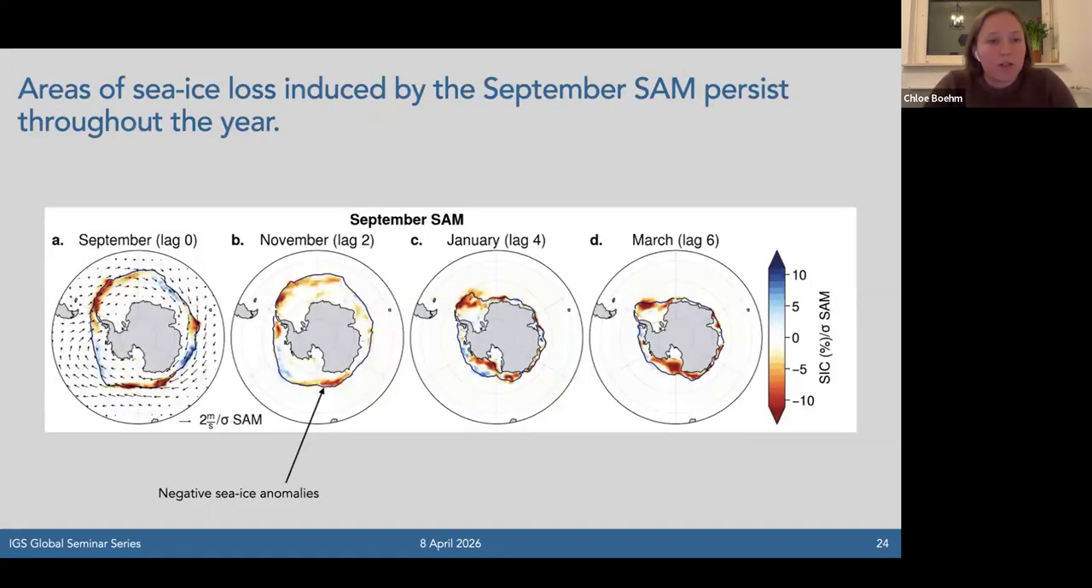And so as I mentioned, we wanted to look at this relationship as a function of lag. What I show here on the left is the exact same plot that we were looking at before, but now we're regressing a couple other months of sea ice all onto just the September SAM. And we see that those same areas that had the negative sea ice anomalies in September also have negative sea ice anomalies, and those negative sea ice anomalies are able to persist for up to 6 months later. Those locations stay generally similar. They, of course, contract as the sea ice pack declines, but generally those locations remain, and a change in the September SAM is potentially able to impact sea ice 6 months later.